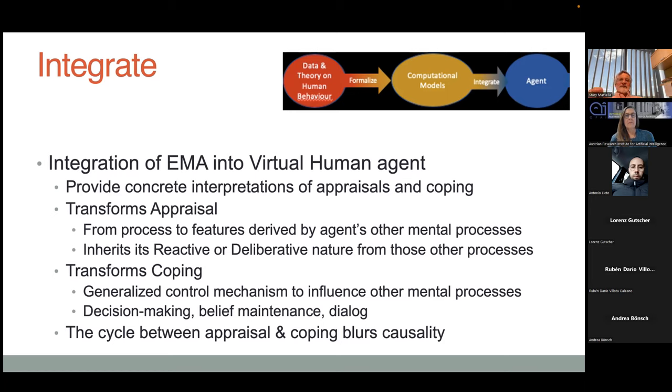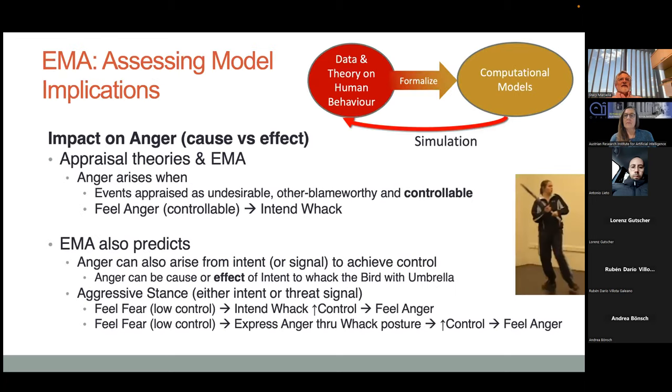And the other thing that happens is this blurring of causality, because you have a cycle now. You have appraisal, then you have these coping responses. And it ends up blurring relationship causality. And let me illustrate some of that.